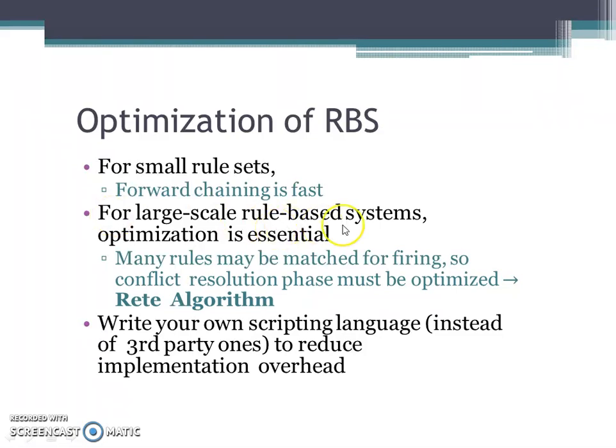So in the case where you have a large scale rule-based system, you will want to optimize it better, and there's an industrial standard algorithm for optimization called the RETE algorithm. This is beyond the scope of our lecture because it covers a lot of details. But if you want to know more, you can check out the textbook called Artificial Intelligence for Games, which has a treatment on this algorithm. And usually this algorithm can be implemented using your own scripting languages. This will reduce the implementation overhead.